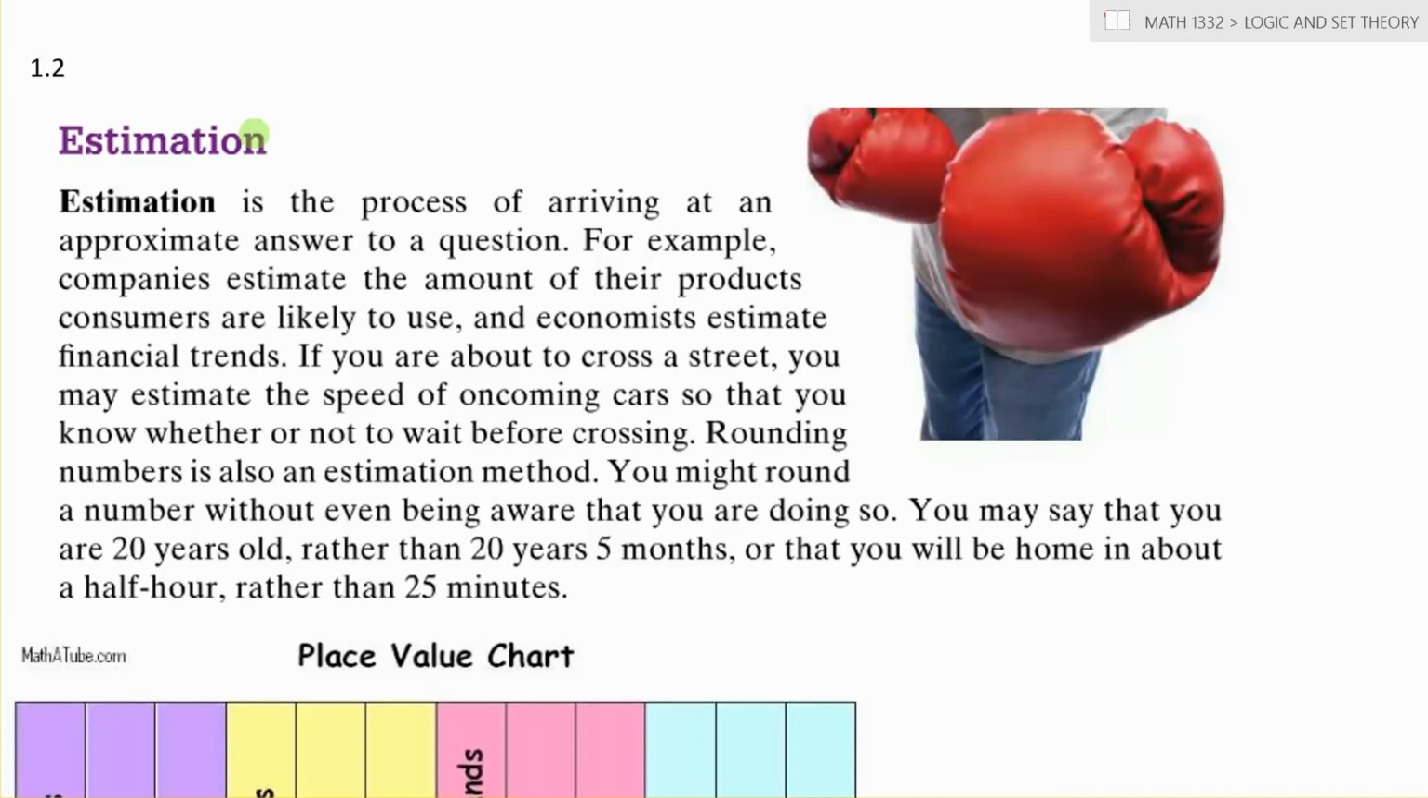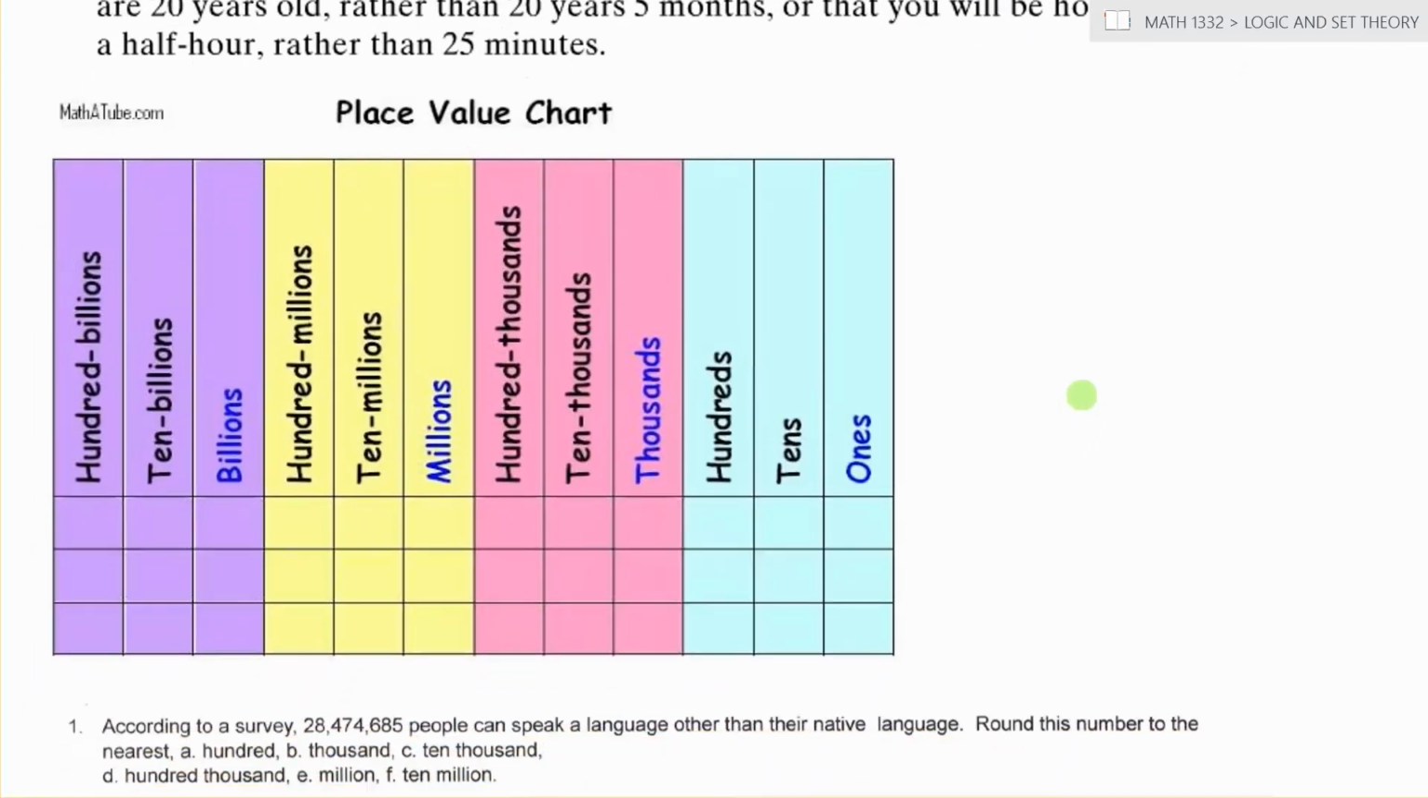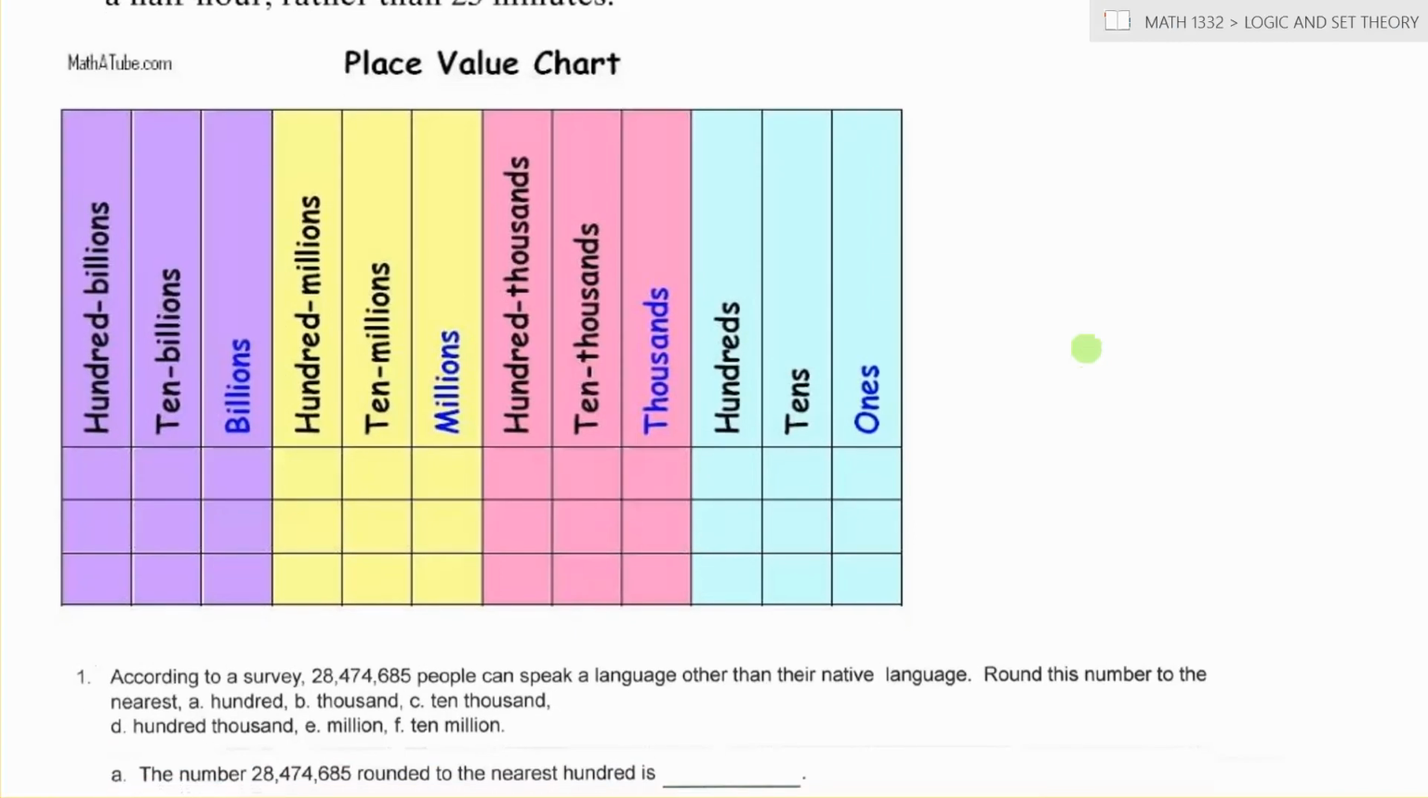One type of estimation is rounding. Sometimes we round and we're not even really conscious of it. You may say that you're 20 years old rather than saying that you're 20 years and 5 months old. Or you might say that you'll be home in about half an hour rather than saying I'll be there in 25 minutes. Those are just some cases in real life where you do estimation, but the kind of estimation we're going to look at is rounding.